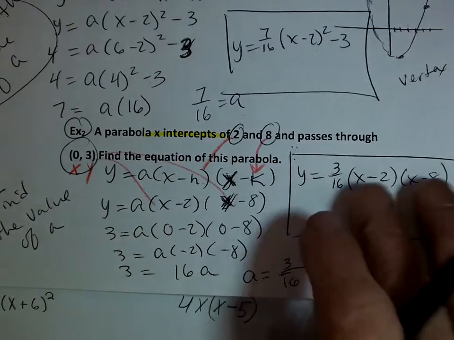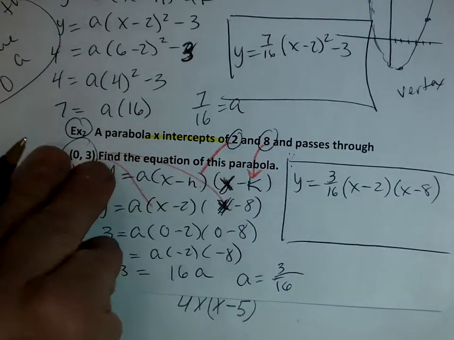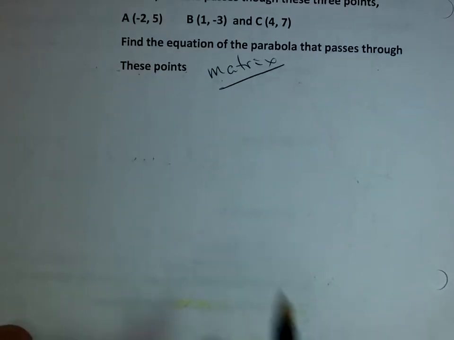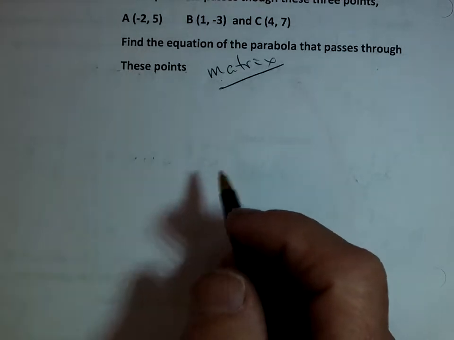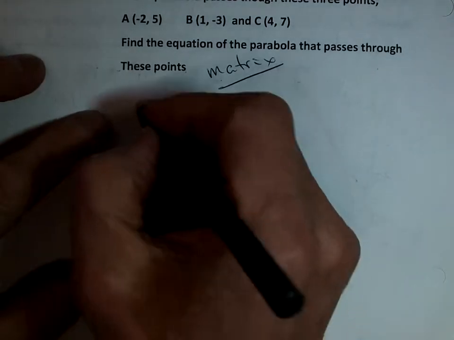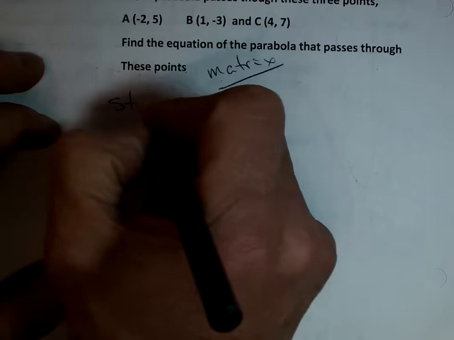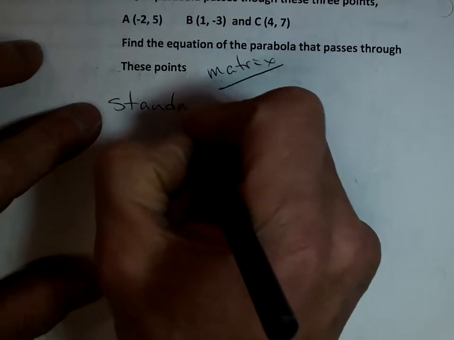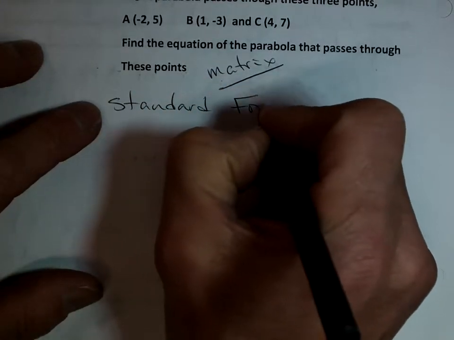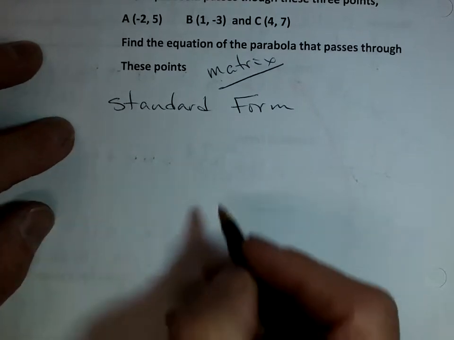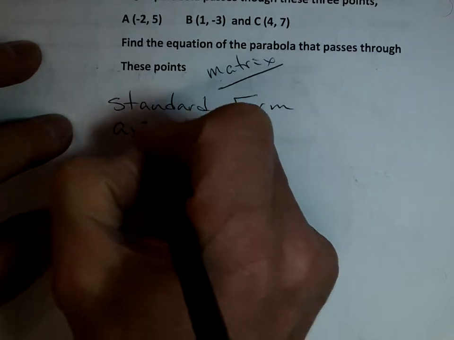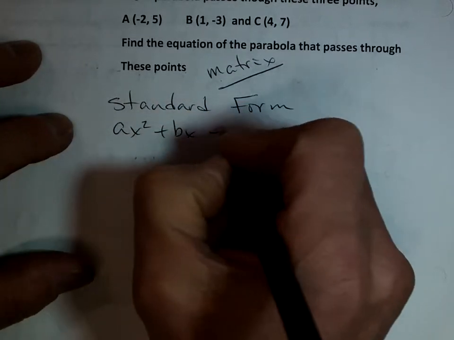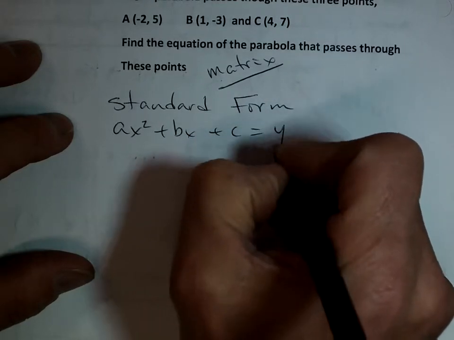All right. Now, here's how this works. We'll go slowly through it. So, if you've got 3 points, you're gonna have to use standard form. And for this problem, I'm going to write it a little bit backwards. We're going to write it as ax squared plus bx plus c equals y, okay?